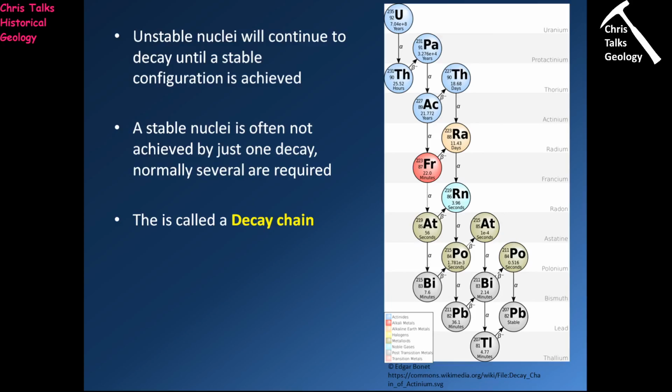Unstable nuclei will continue to decay until a stable configuration is achieved. If you remember, our unstable nucleus is called the parent isotope, and the stable isotope that it eventually manages to reach is called the daughter isotope. In the case of uranium-235 here, it will decay to the stable isotope, which is lead-207. So uranium-235 is the parent isotope, lead-207 is the daughter isotope. The thing you'll notice is it doesn't go directly from uranium-235 to lead-207. There are all these intermediate stages, aren't there? So this is called a decay chain.